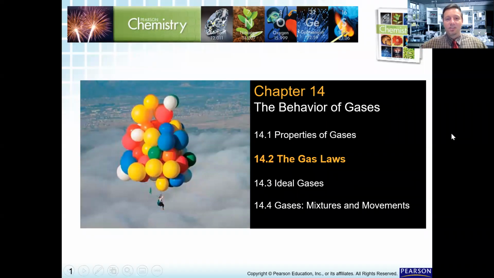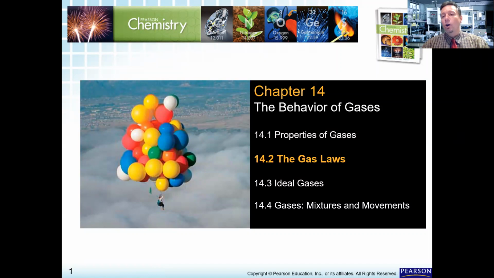Welcome, honors students. Today we're going to begin our chapter 14.2 and actually begin to work with what's called the gas laws. Now there's several gas laws. We're going to introduce this slowly, begin to work problems within it so that everybody has the opportunity to learn how to work with the formulas that are involved in the gas laws.